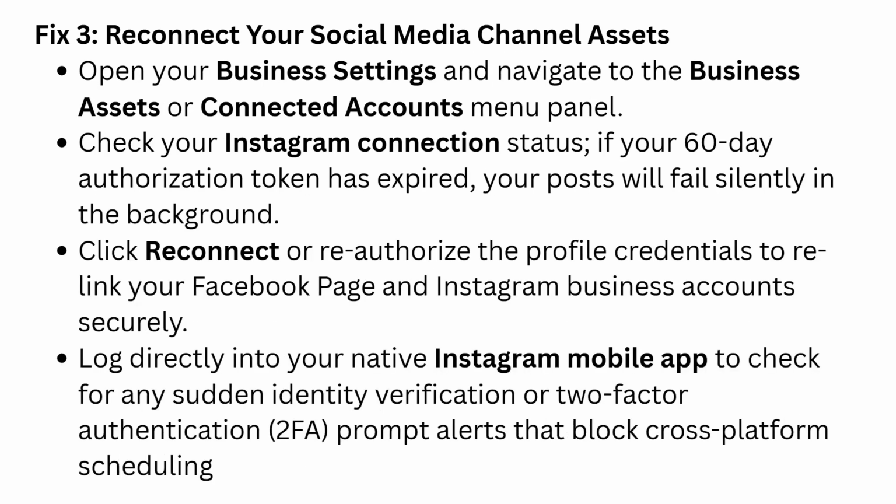Open your business settings and navigate to the Business Assets or Connected Accounts menu panel. Check your Instagram connection status. If your 60-day authorization token has expired, your post will fail silently in the background. Click Reconnect or reauthorize the profile credentials to relink your Facebook page and Instagram business account securely.